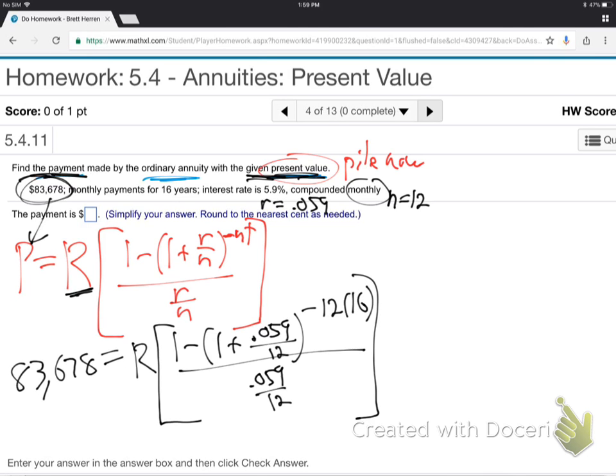So what are you going to do to get R alone? Divide by that big old bracketed chunk, don't you? Does that make sense? So you got to divide both sides by that big old bracketed chunk. So go ahead and do that.